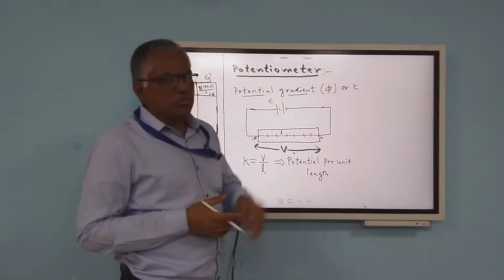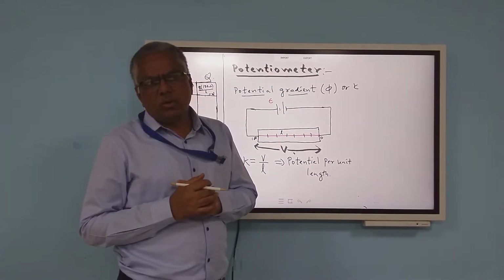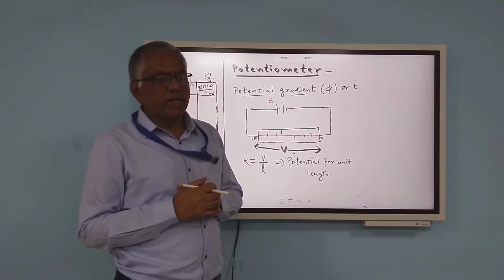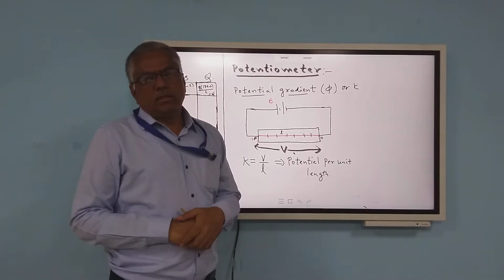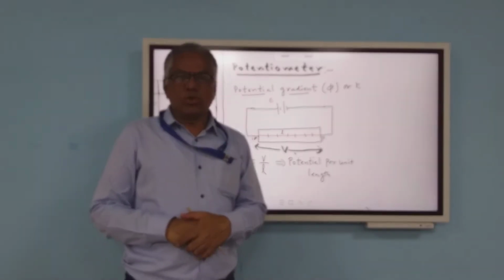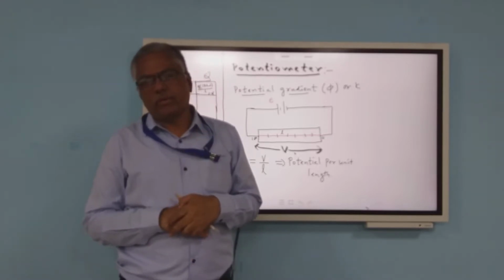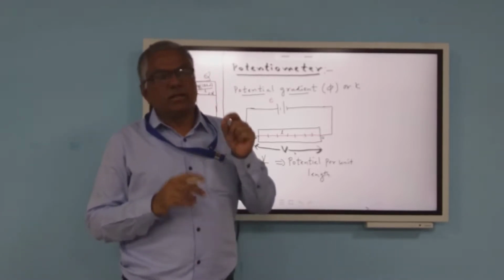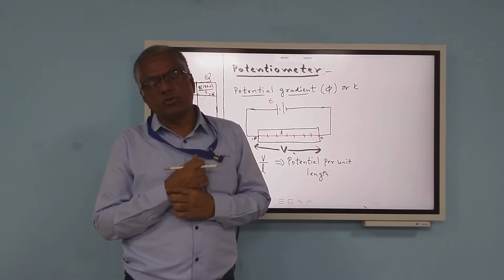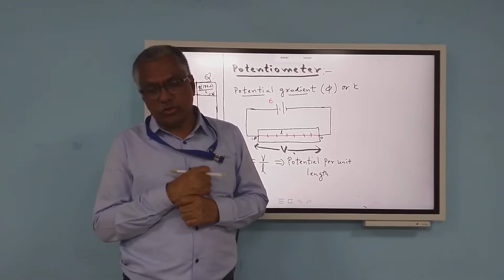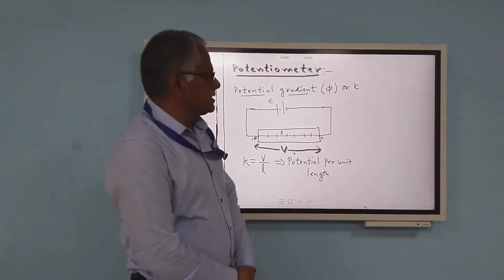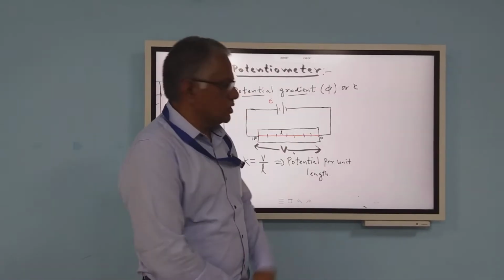This potentiometer is more sensitive when compared to the voltmeter. Why do you prefer the potentiometer over the voltmeter? Because the potentiometer is, number one, more sensitive and more accurate when compared to the voltmeter. We find out the potential difference using the voltmeter, but here we can get the EMF, electromotive force of a cell using the potentiometer. That is the difference here. That is the reason it is more sensitive.